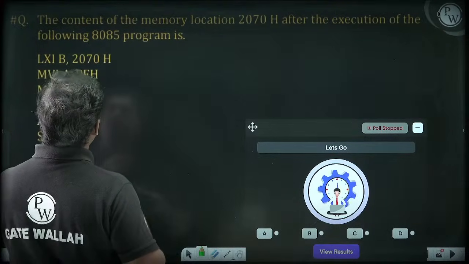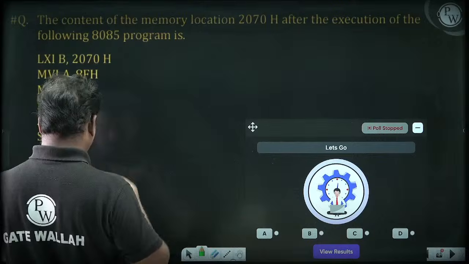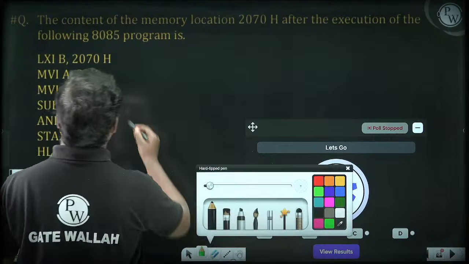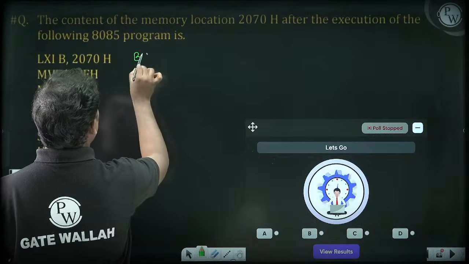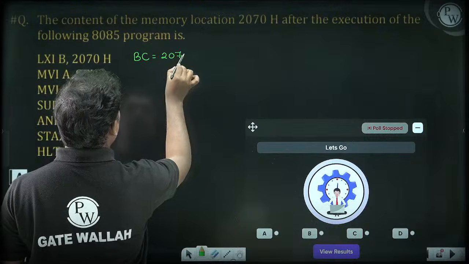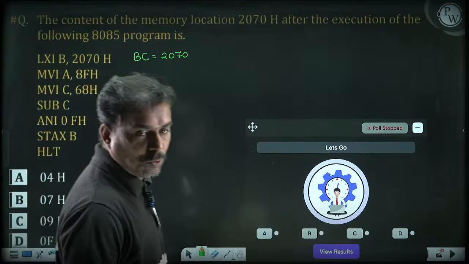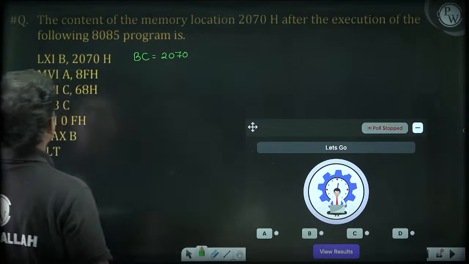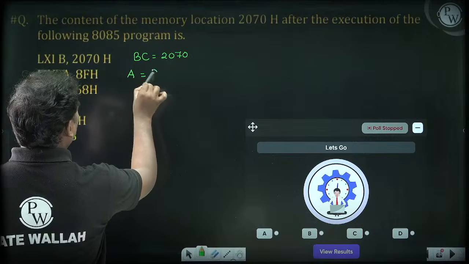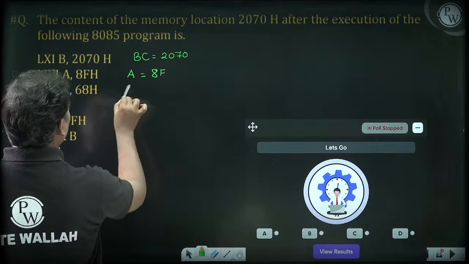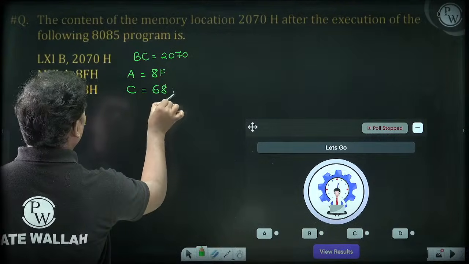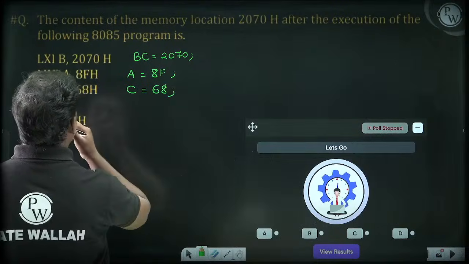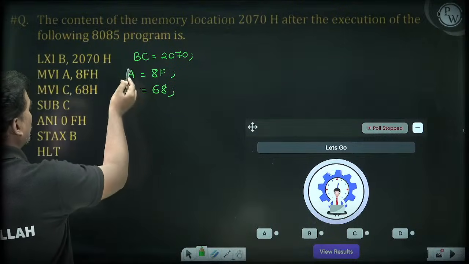So see this particular topic. LXI B 2070. That means the BC register will become 2070. So the BC register will have 2070. Next, move immediate A. A is equal to 8F. Next, move immediate C. C is equal to 68. Subtract C. That means C has to be subtracted from A.